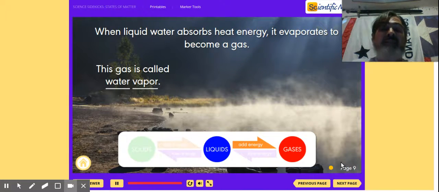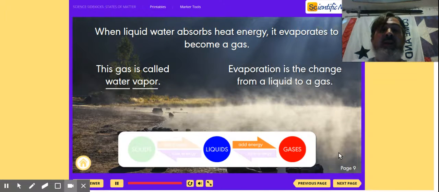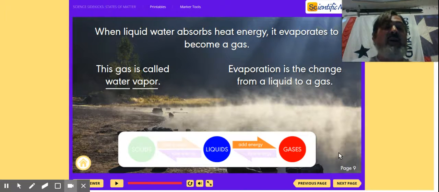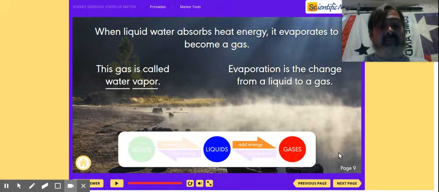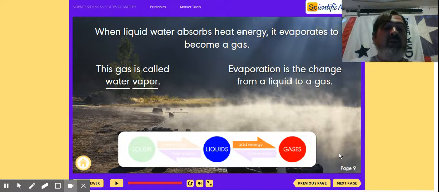Okay, this gas is called water vapor. Evaporation is the change from liquid to a gas. So the water evaporates if it gets hot enough.